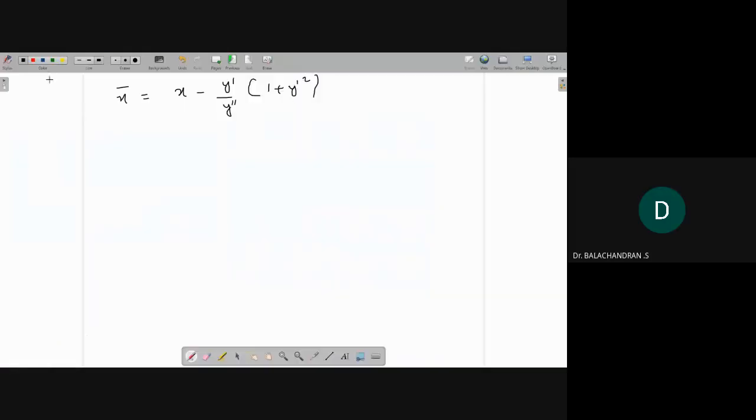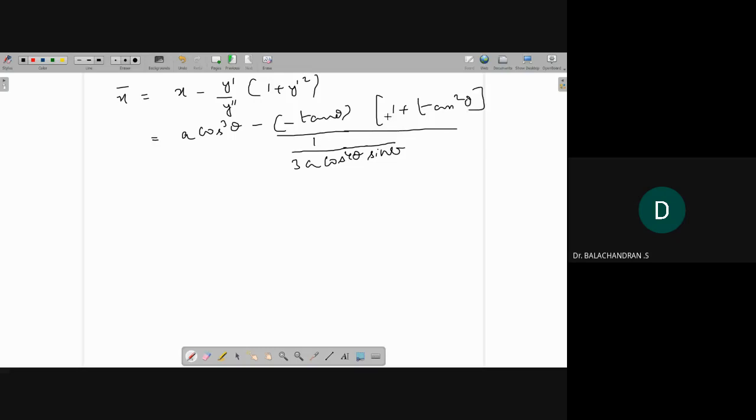Pradish, Sulabha. X bar is equal to a cos cube theta minus y dash, minus tan theta, divided by 1 by 3a cos power 4 theta sin theta. Okay, here 1 plus tan square theta, that is 1 plus y dash square.